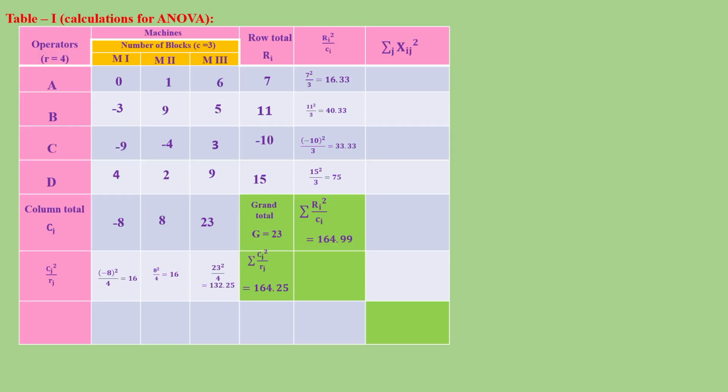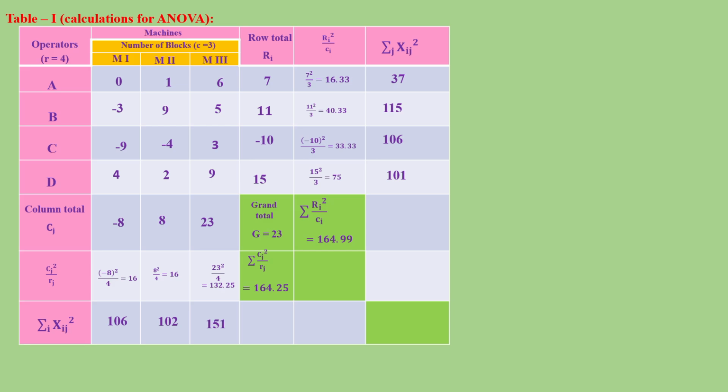First row: 0 square plus 1 square plus 6 square, 37. Next, minus 3 square plus 9 square plus 5 square, second row, 115. Then third row, minus 9 square, minus 4 square plus 3 square, 106. Fourth row, 4 square plus 2 square plus 9 square, 101. Next, similarly for the columns: 0 square, minus 3 square, minus 9 square plus 4 square, first column, 106. Second, 1 square plus 9 square minus 4 square plus 2 square, 102. Then 6 square plus 5 square plus 3 square plus 9 square, 151.